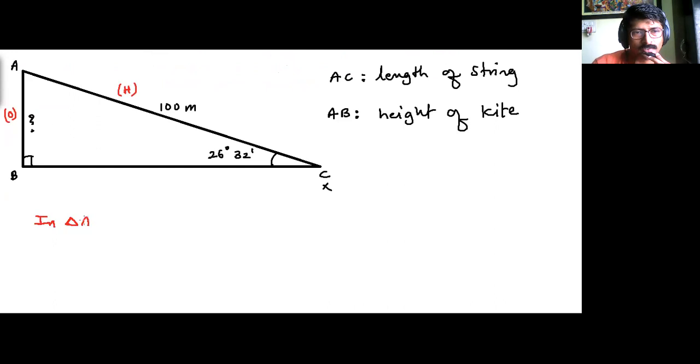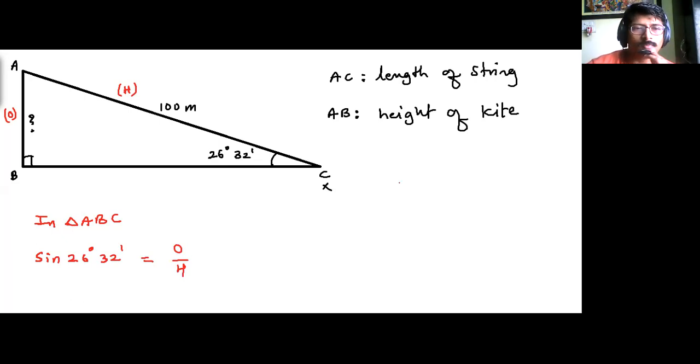In triangle ABC, what is there in triangle ABC, guys? Okay, in triangle ABC, the sine ratio comes to mind. I hope it comes to your mind also. Sine 26 degrees 32 minutes gives opposite upon hypotenuse, isn't it?